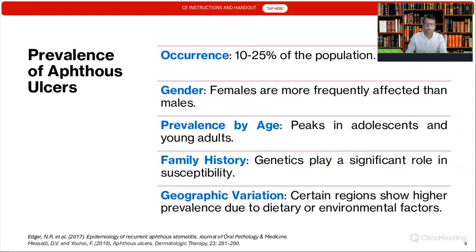Genetics plays a very significant role in susceptibility to aphthous ulcers, especially if you have a family history of aphthous ulcers. In certain regions, there is a high prevalence of aphthous ulcers because of dietary or environmental factors. For example, in Mediterranean countries and the Middle East, you can see more cases of aphthous ulcer because of spicy food and other ingredients.